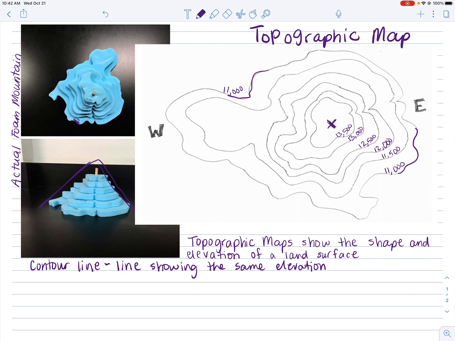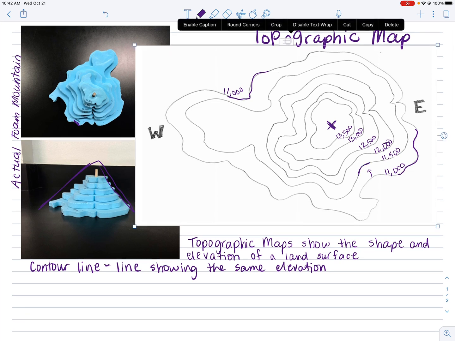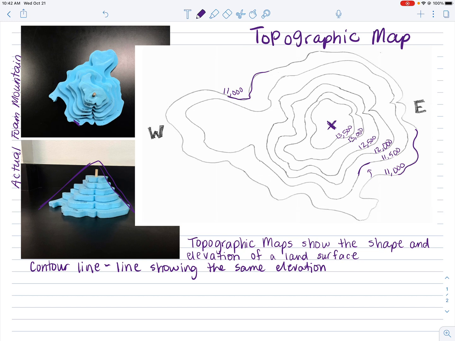But if you travel upwards, if I move from 11,000 to the next line, my elevation increases because the next line is at 11,500. And in order to tell what that next elevation would be, you count by what's called the contour interval.